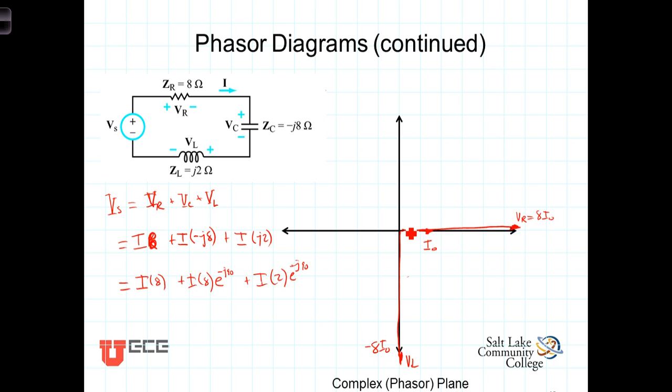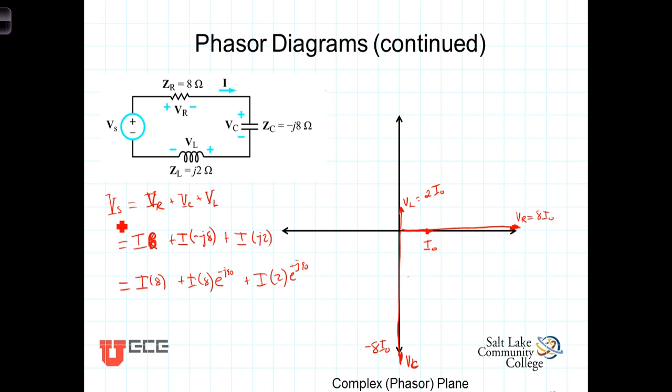And the voltage of the inductor, V sub L, has a length equal to 2 times I0, and it is at an angle 90 degrees ahead of the current. So our three voltages: the voltage across the resistor is in phase with the current, the capacitor is 90 degrees behind the current, and the inductor voltage is 90 degrees ahead.